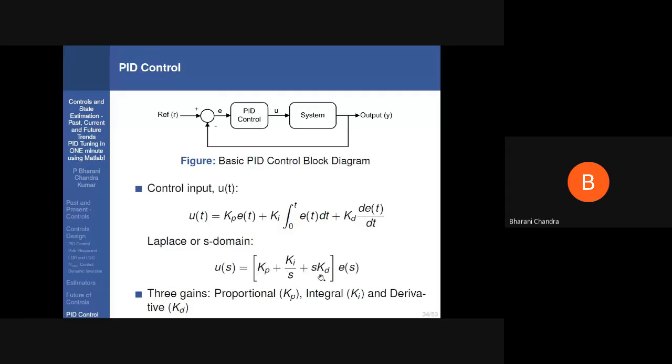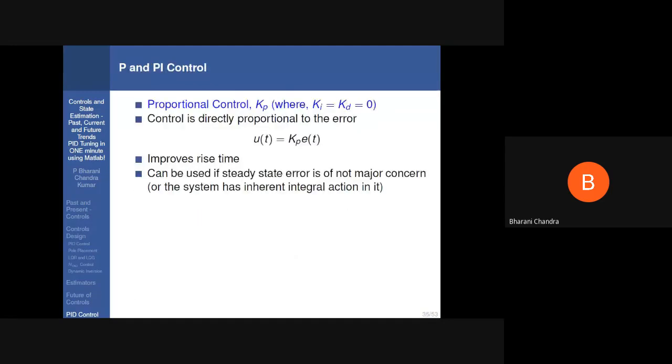And this is the Laplace or S domain form. The three gains which are of much importance are proportional, integral, and derivative: Kp, Ki, Kd. So tuning the controller, or designing the PID controller, is nothing but finding an appropriate set of Kp, Ki, Kd values to achieve the desired response.